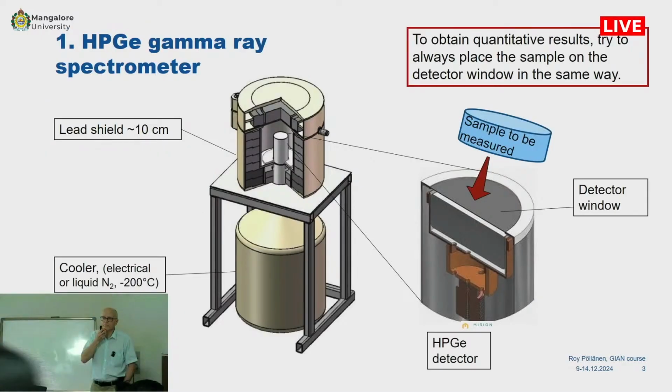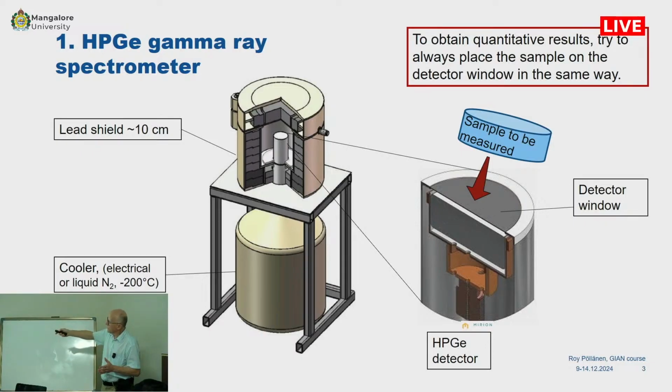All right. So this is a gamma ray spectrometer. The detector itself is located in this part of the detector. This is the lead shield. This is the cooler or dewar. There is at least liquid nitrogen here, temperature around -200 or something like that. So what happens in the measurement? The sample is just put on the detector. It's a very simple process, basically.